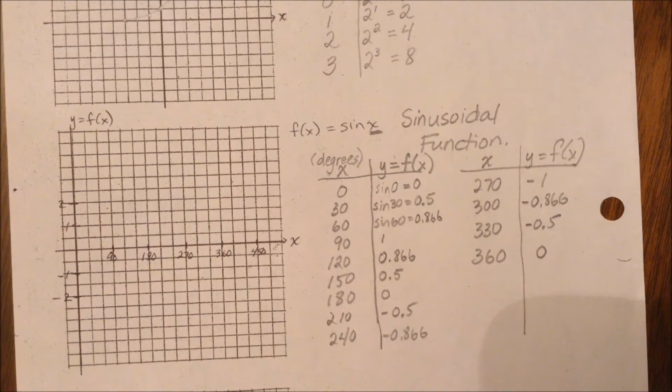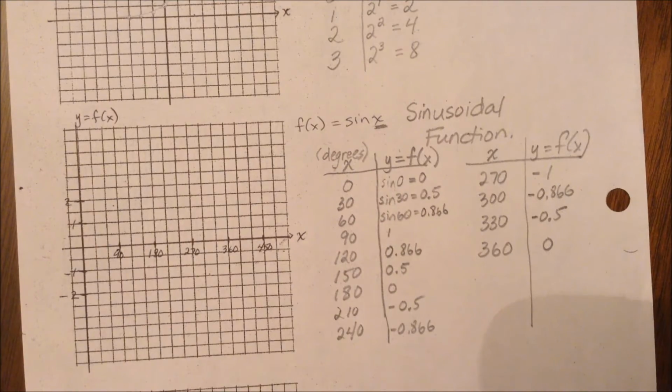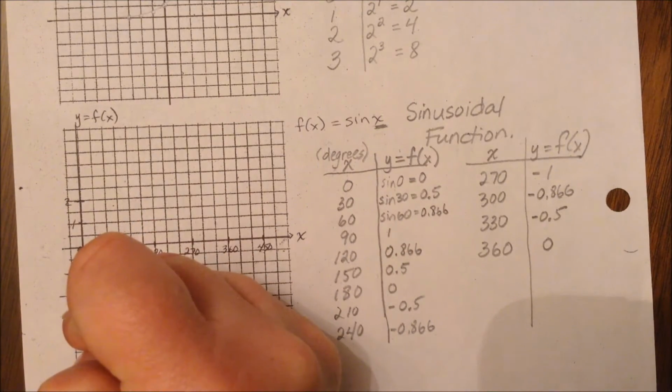Okay, so there's our table of values, and this is a periodic function. So what we really have done here is the table of values for one period of sine x, and we'll plot that and see what it looks like.